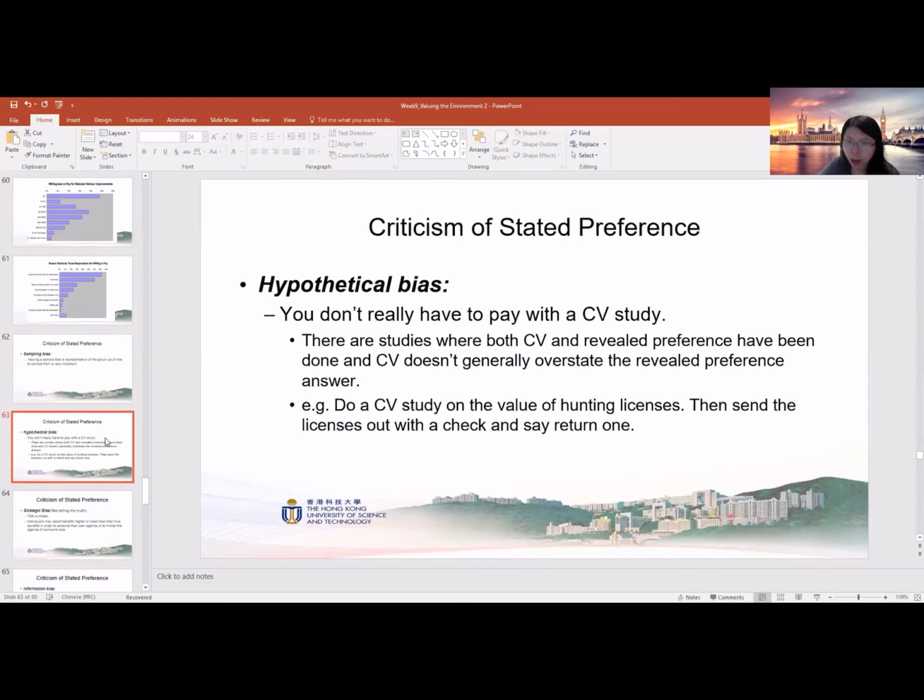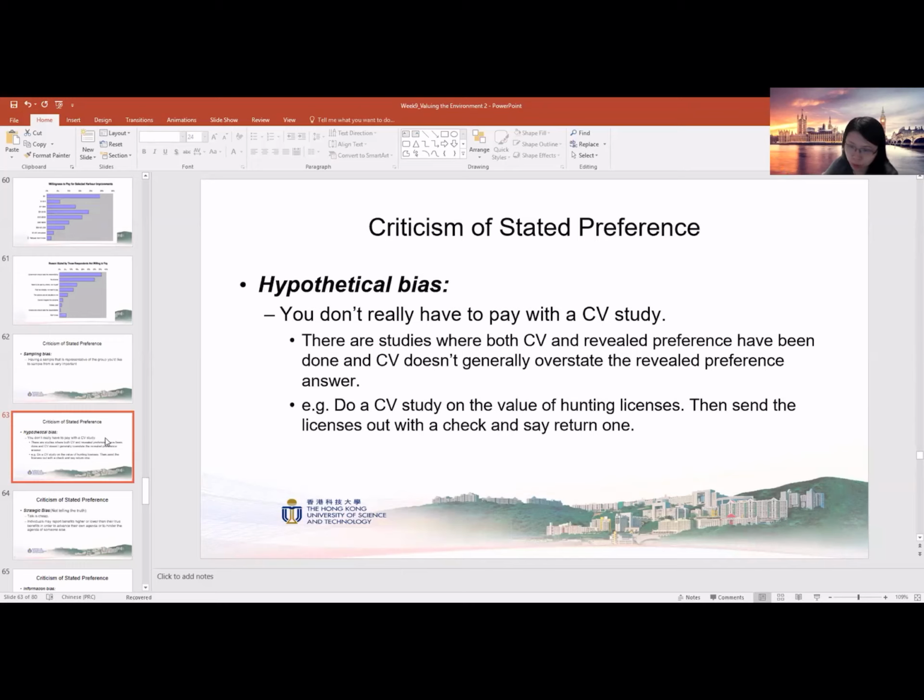Another thing is hypothetical bias. A hypothetical bias is that you don't really have to pay with the CV study, so you would just report a random number. The way to test the extent of hypothetical bias is to combine this with a revealed preference study in a similar setting. For instance, researchers did a CV study on the value of hunting licenses, basically asking potential hunting lovers how much they're willing to pay for hunting licenses. And basically you say, I'm willing to pay 200 for that.